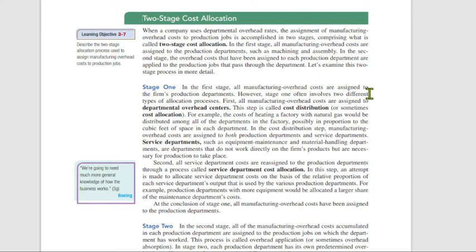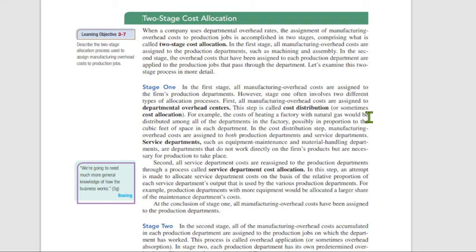So after mong sa stage 1, i-allocate mo lahat doon. Halimbawa, ang sample dito is yung natural gas, tama ba? Okay. The cost of heating a factory with natural gas would be distributed among all departments, kasi dun sa factory andun lahat eh. And may service department doon, mayroon ding production department. Okay?